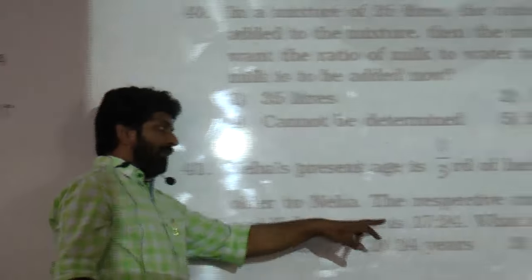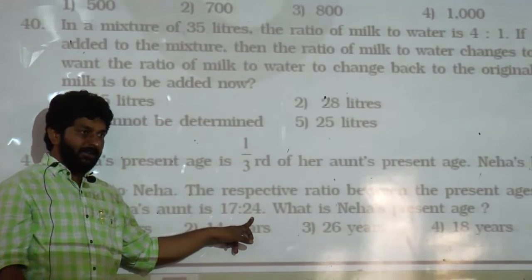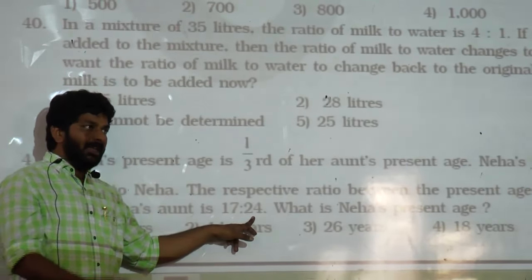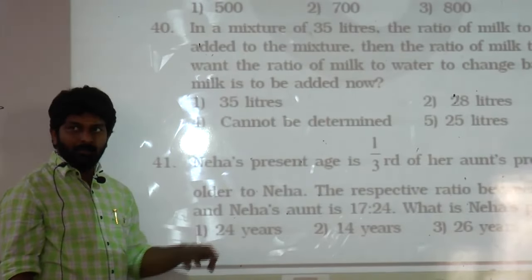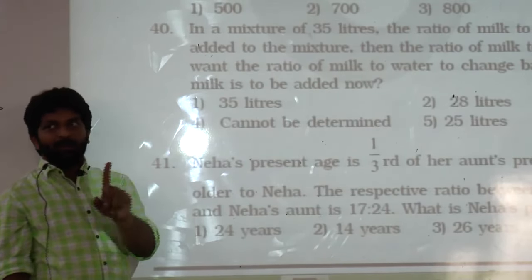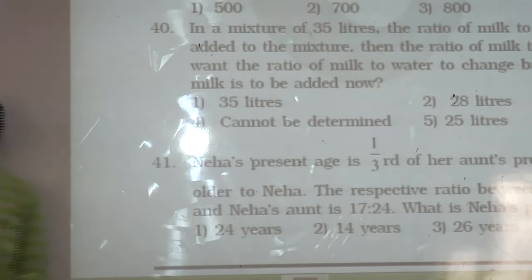Because look here, aunt's age is 24 parts. Neha's age should be 1/3 of it, which is 8 parts, so the answer should be an 8 multiple. You have two 8 multiples, 24 and then 16. If you have only one 8 multiple among the options, you need not even solve this. Here itself we can close it.